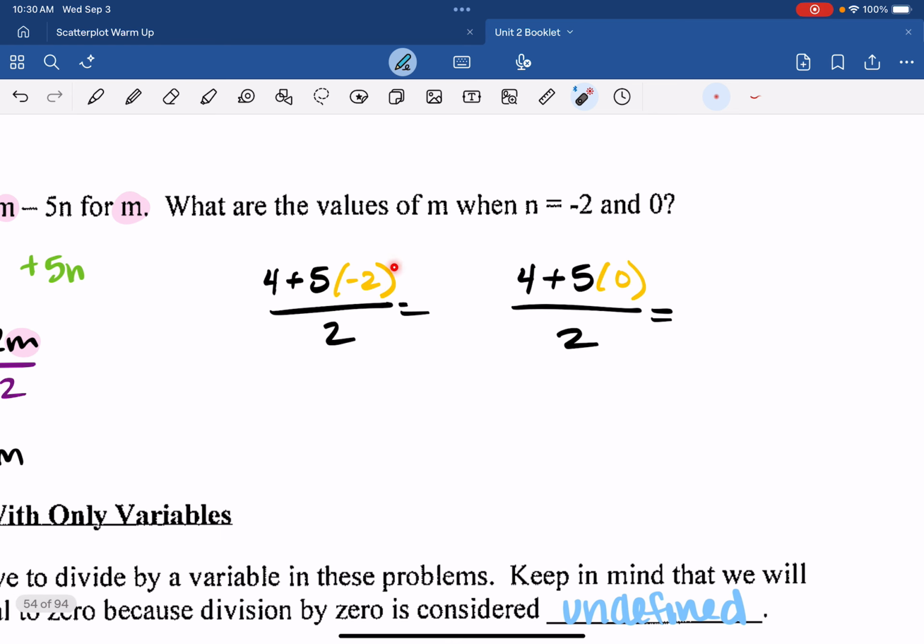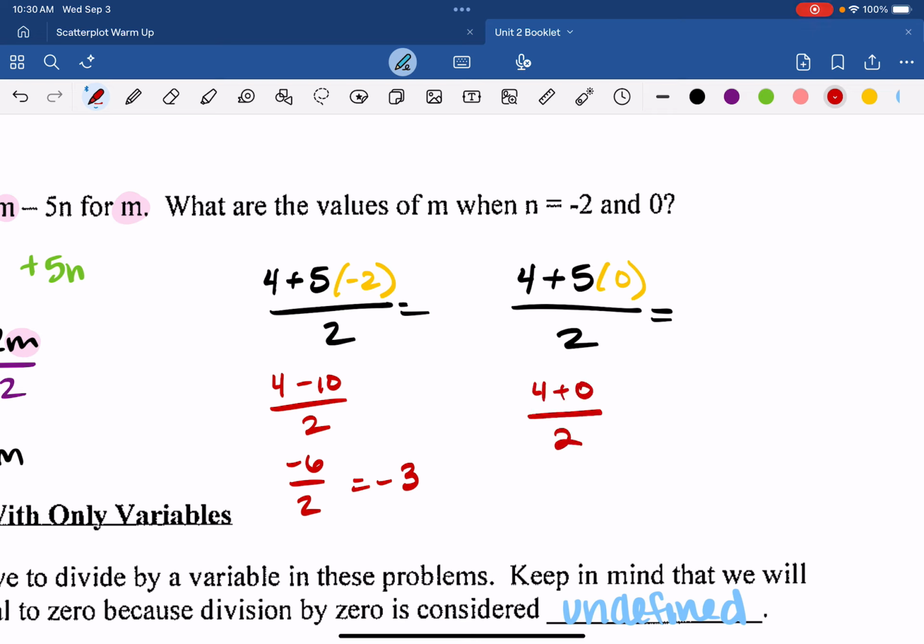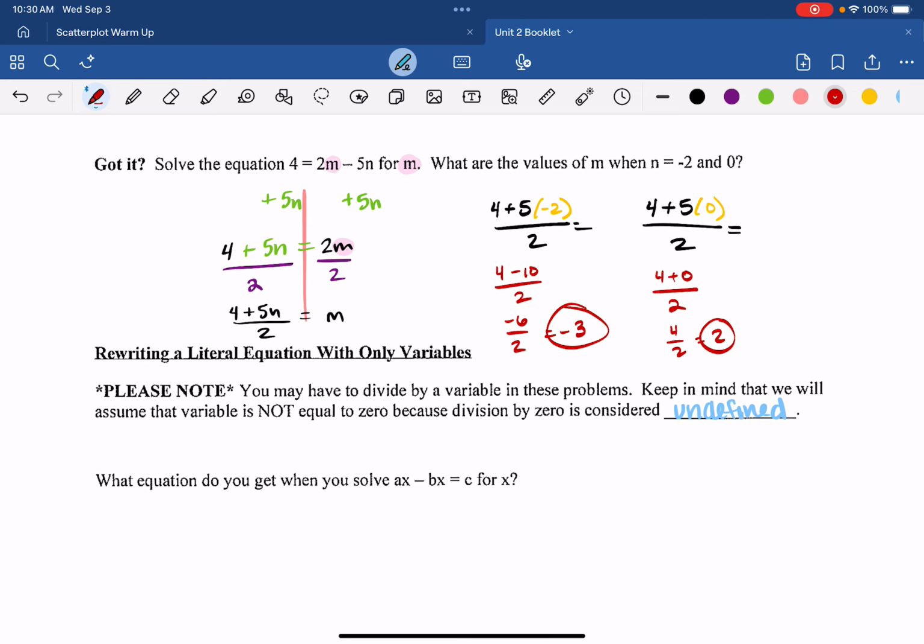Then I plugged in -2 and 0. And so in order to solve this, we would get 4 minus 10 over 2, -6 over 2. So I'd get -3. And then over here, I would have gotten 4 plus 5 times 0, which gives me 0 over 2, 4 over 2 gives me 2. Okay, there's my answers.